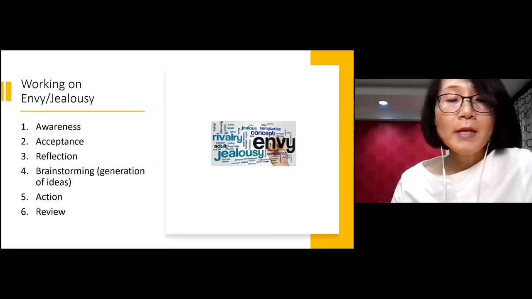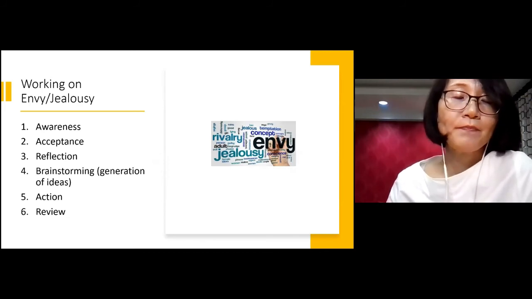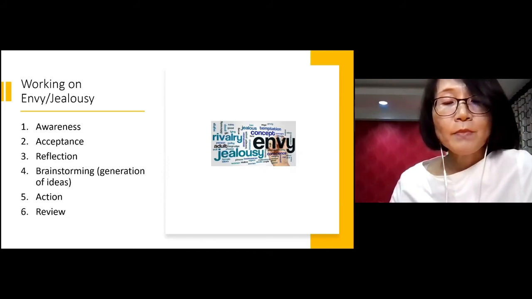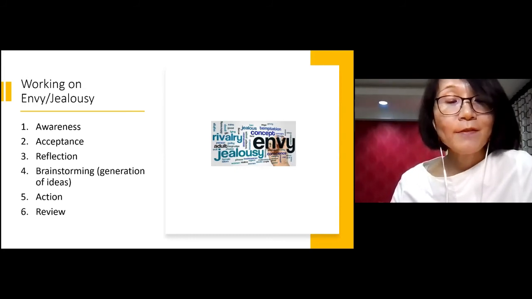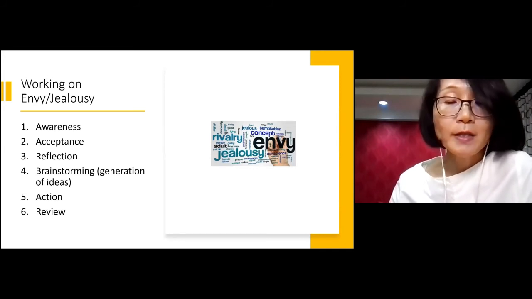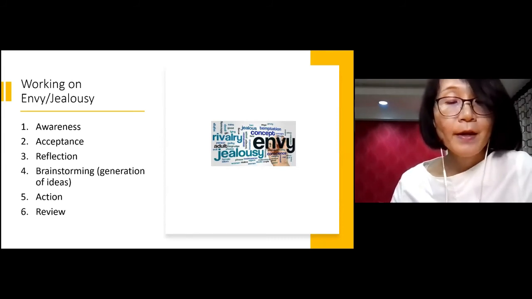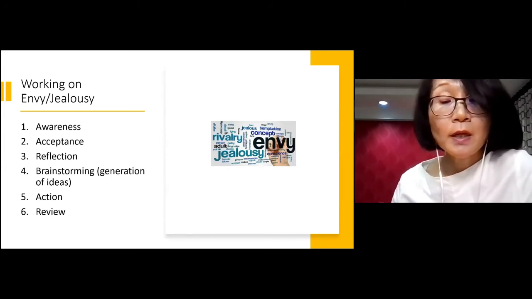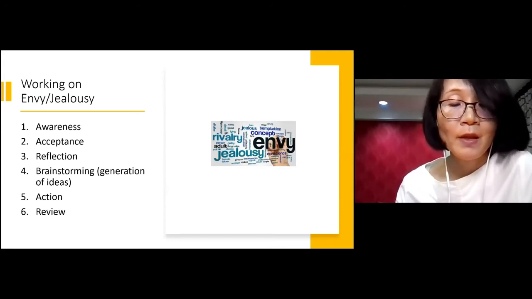Okay, now let's talk about the process on how to overcome envy and jealousy. The first step to change is to have the awareness that the feelings of envy, jealousy exist. Some of us might be aware. Maybe we've been told by others that we're feeling envy and jealousy, right? The next step is coming to terms with it and accepting that we have envy or jealousy.